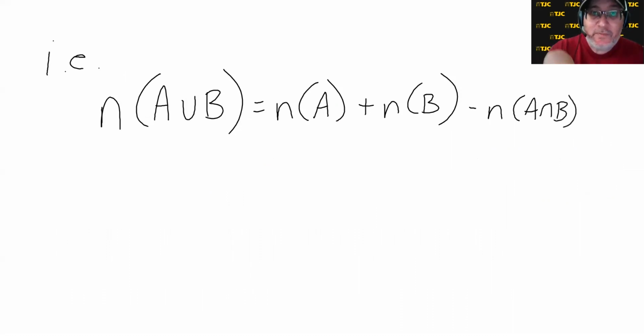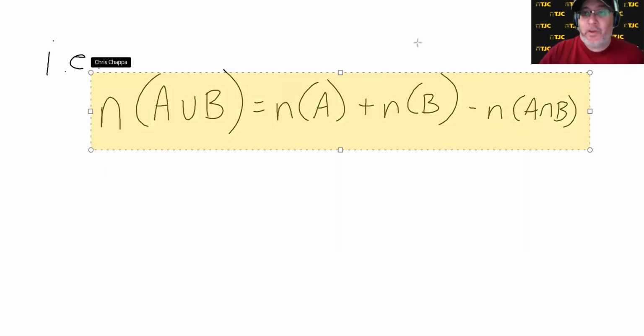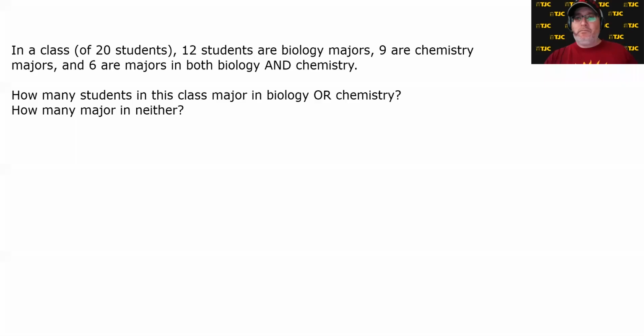And this is your formula for the cardinality of the union of two sets. It's the cardinality of the first set plus the cardinality of the second set minus the cardinality of the intersection. So how would this look in a word problem? Well, let me pause the video and I'll type a problem and then we'll see how this works.